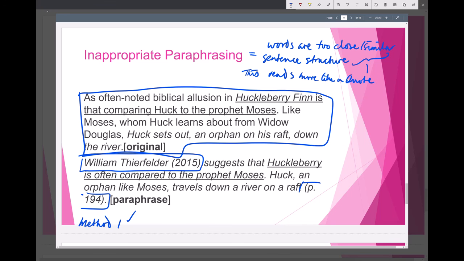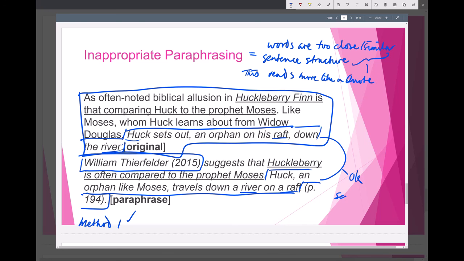Now, this part is actually fine. The second part, that's not underlined. Huck, an orphan like Moses, travels down the river on a raft. So this is Huck sets out an orphan on his raft down the river. This paraphrase is okay. Again, you still have similar words, river and raft, but at least the sentence structure is different.